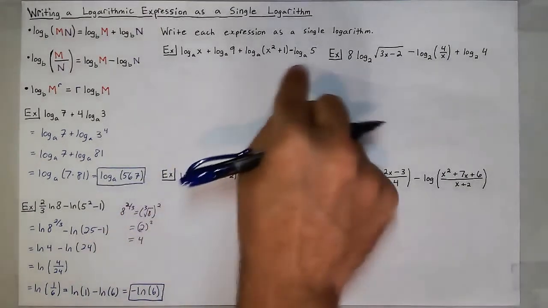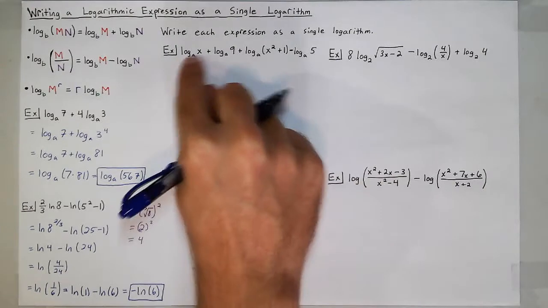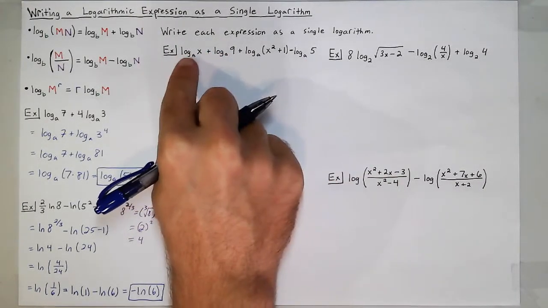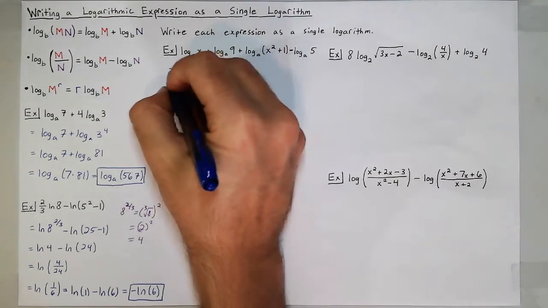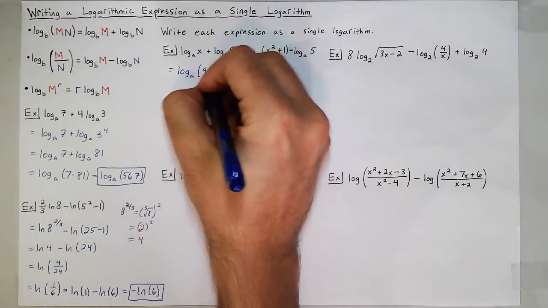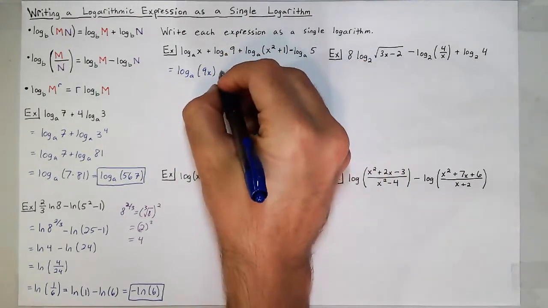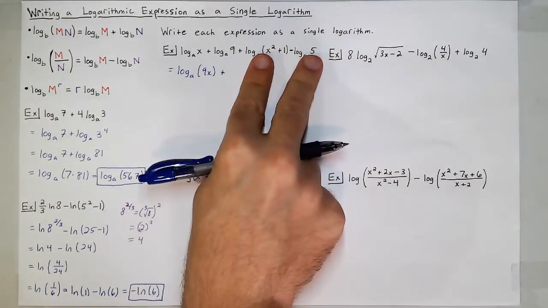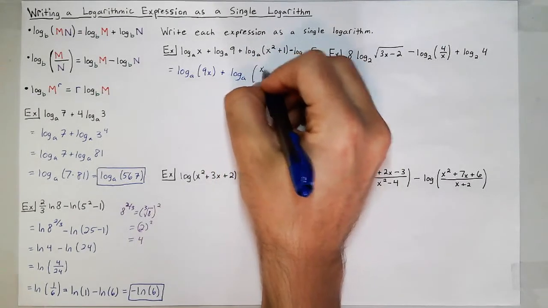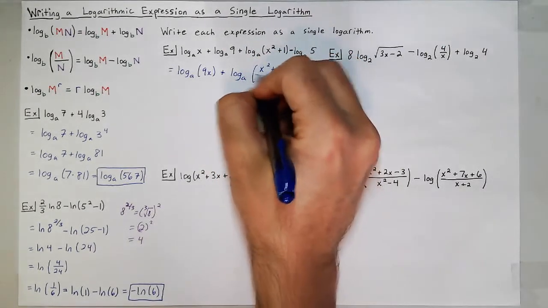Then in the top left, I have 4 logarithms that can start to be combined. So first, I'll combine these first two. They're being added, so that can be rewritten as log base a of 9x. And the other two, I'll do plus, but when these get combined, you'll get log base a of x squared plus 1 divided by 5.